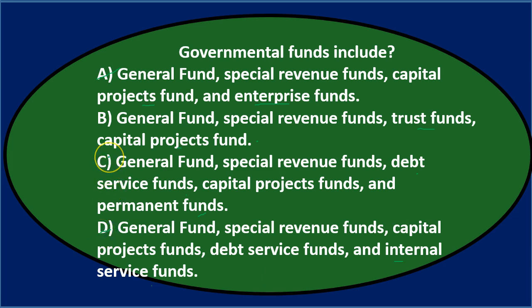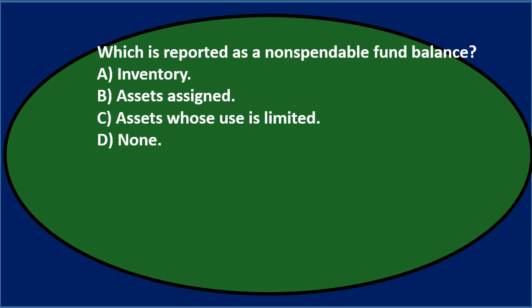And then between B and C, we have the trust fund here and the permanent fund. The trust fund is a fiduciary. Anytime you see trust, it's going to be something a little bit different because it's going to be a fiduciary type fund. So the final answer is going to be C. Governmental funds include the general fund, the special revenue funds, the debt service funds, capital projects funds, and the permanent funds.